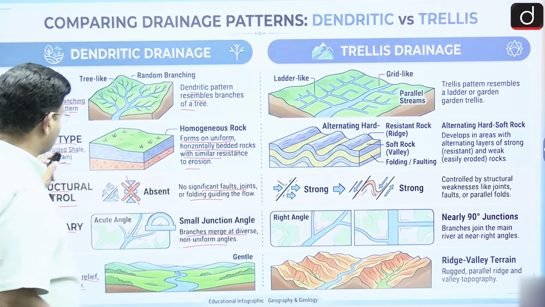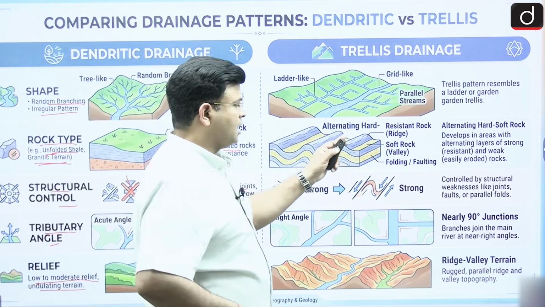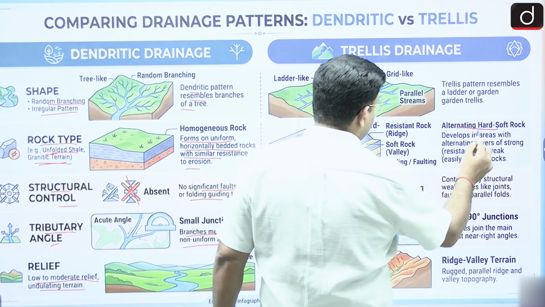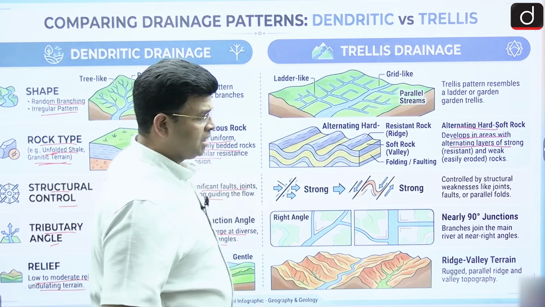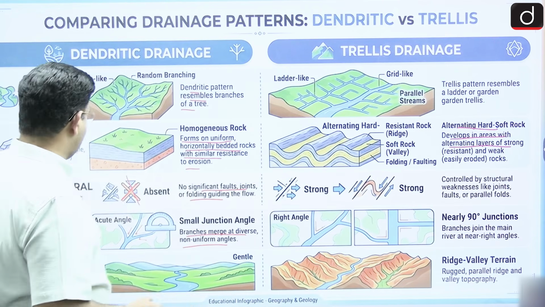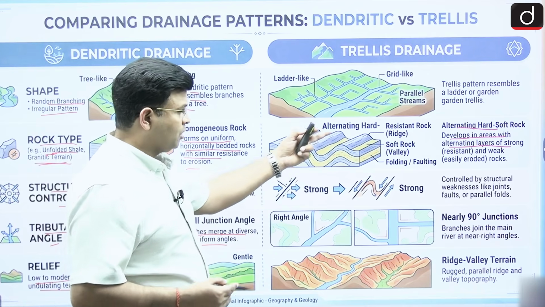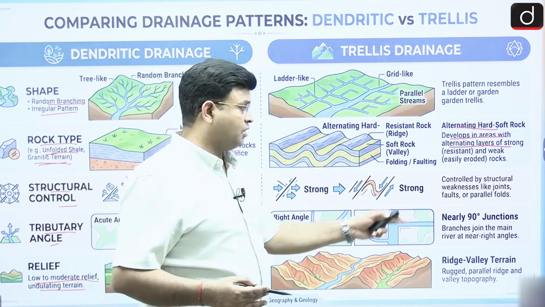Here, in homogeneous rock, rock plays less of a role. But in hard and soft rocks you can see fold mountains with alternating hard and soft rock. This develops in areas with alternating layers of rock of different hardness and resistance. In dendritic patterns structural control is absent, but in the trellis pattern there is strong structural control, because hard and soft rocks, joints and faults are there, in which the rivers are moving.